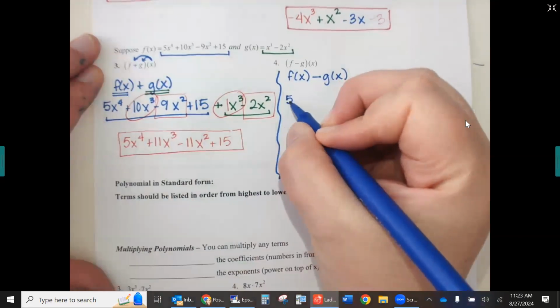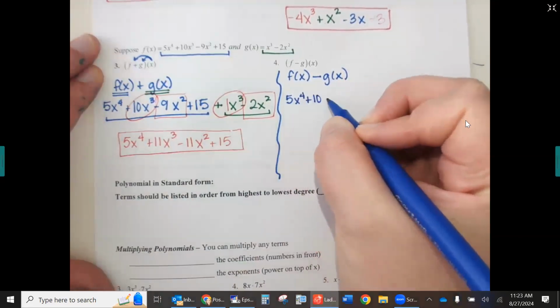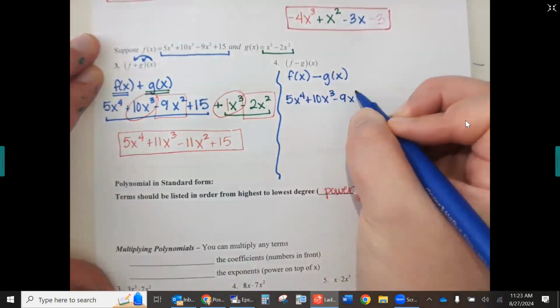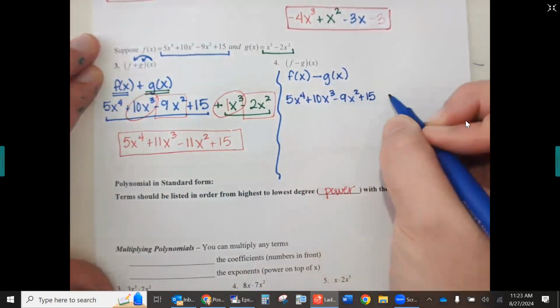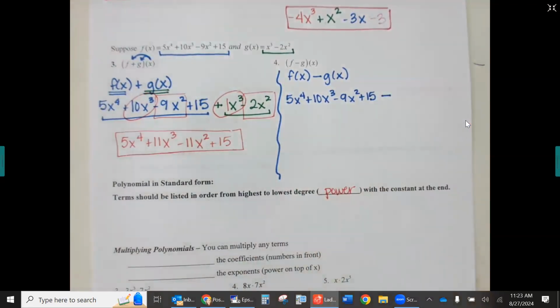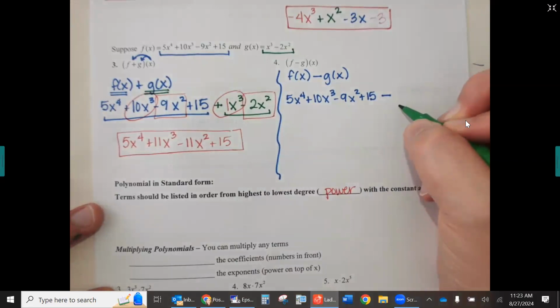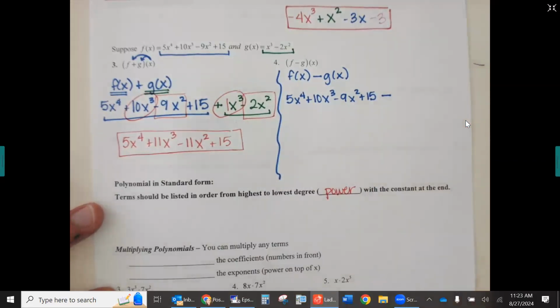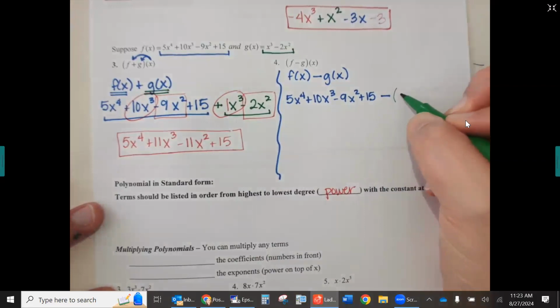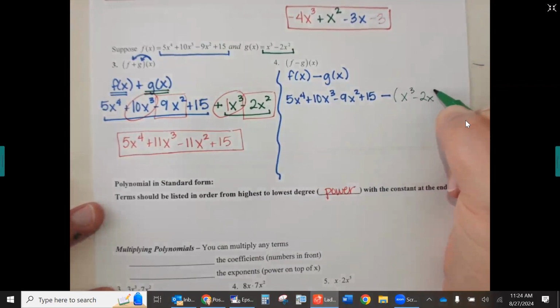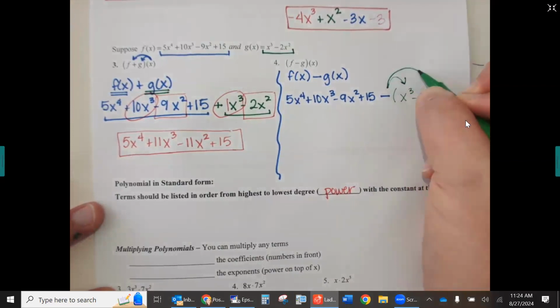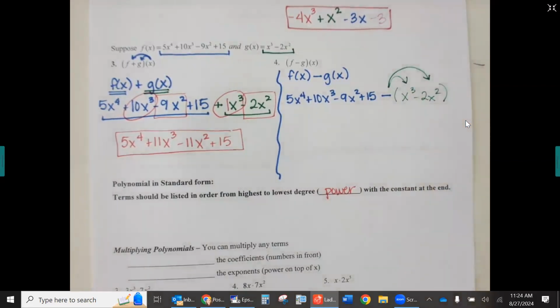And then I'm going to copy my formulas. So f was 5x^4 + 10x^3 - 9x^2 + 15 minus. And then when I put my g formula, I know I'm going to have to distribute. You're going to need to put parentheses around that or push the negative into both terms. So I'm going to put parentheses first, x^3 - 2x^2, and then we'll do this guy. So I don't need to do that with addition, but I do when it comes to subtraction.